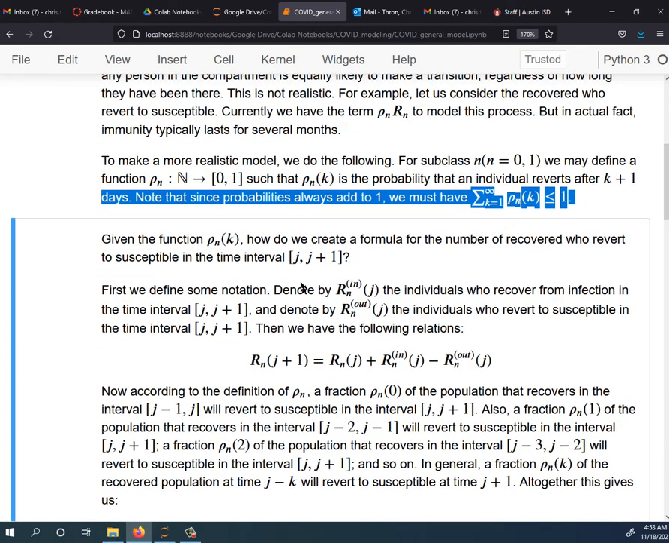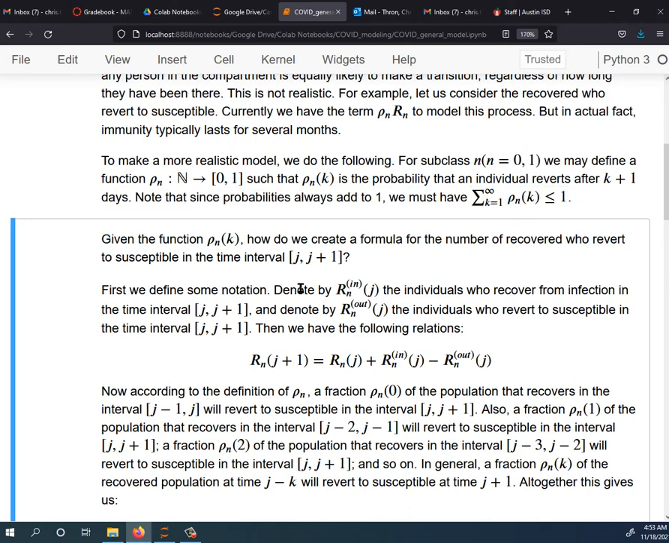All right, so let's define some notation. We'll denote by R_in of j, so we're now defining some new variables, R_in of j are the newly recovered individuals. So these are the people who are just entering the recovered compartment. And we have R_in of j and R_out of j. These are the people who newly revert to susceptible.